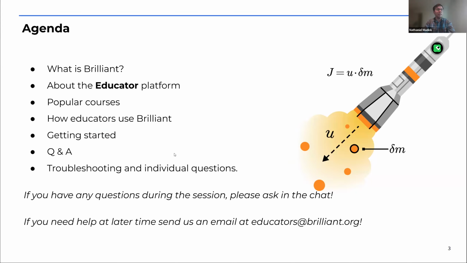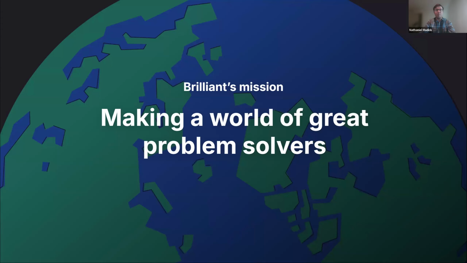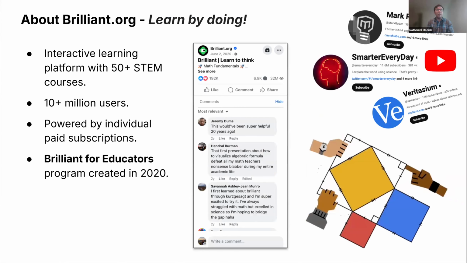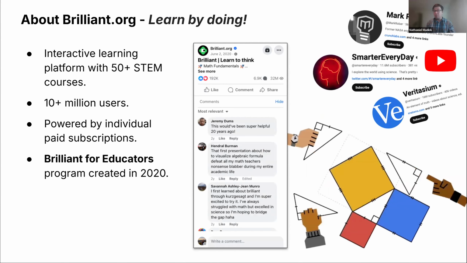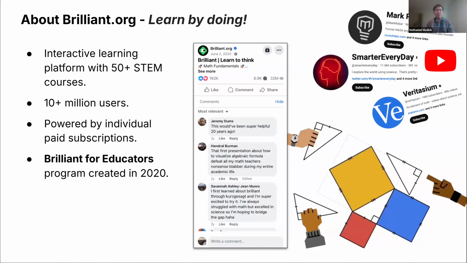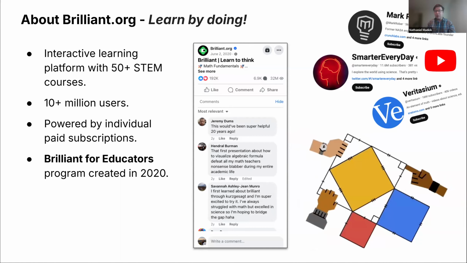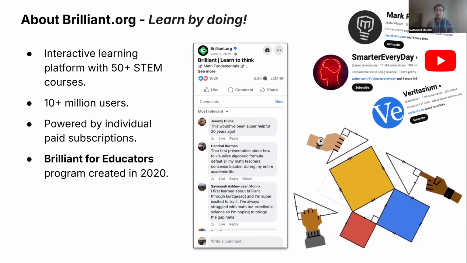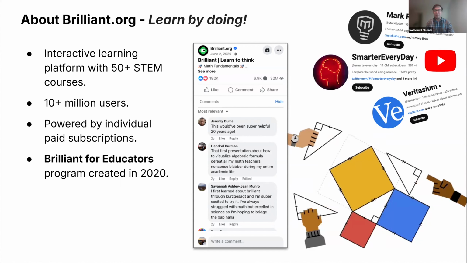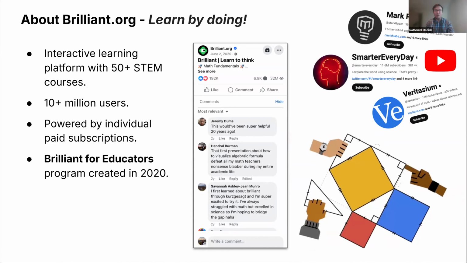So what is Brilliant? Our mission is to make a world of great problem solvers. We are primarily a learning platform used by adult learners and people outside of school to learn STEM courses. We have over 10 million users. It's mostly powered by individual subscriptions. If you're on YouTube, you've seen our ads. If you're not on YouTube, you may not have seen our ads. We are really focused on making learning interactive, fun, and approachable.